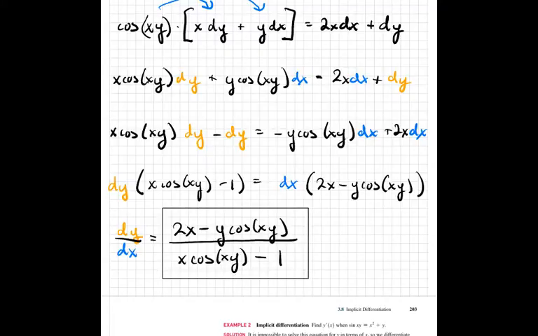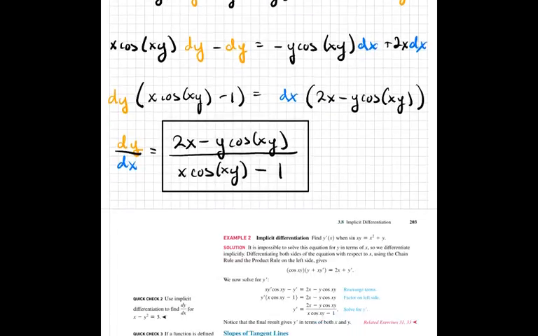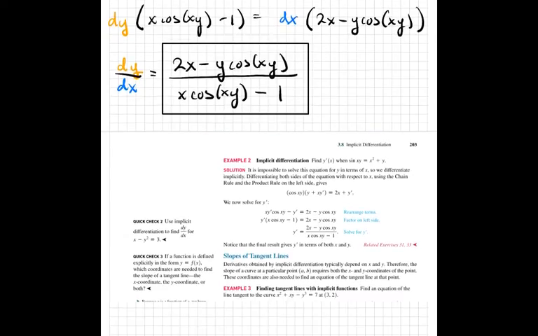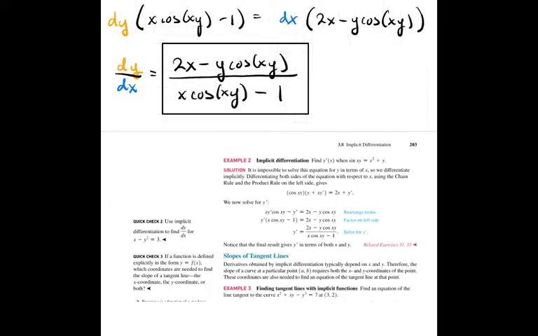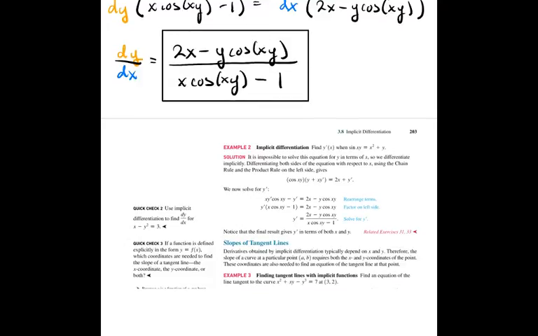Now let's compare this to what the text has. And we see it here, right here. So then y prime is 2x minus y cosine of xy divided by x cosine xy minus 1.